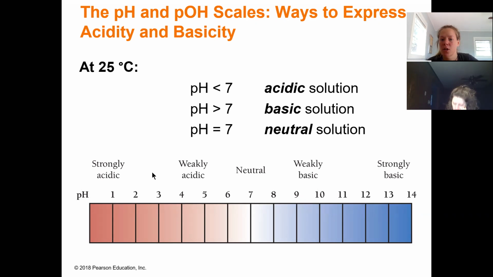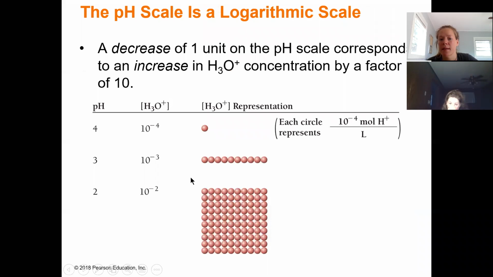These things balance each other out. So if you have something that's strongly acidic, you need something that's strongly basic to bring it back to that neutral pH of 7. pH is a logarithmic scale, or an exponential scale.